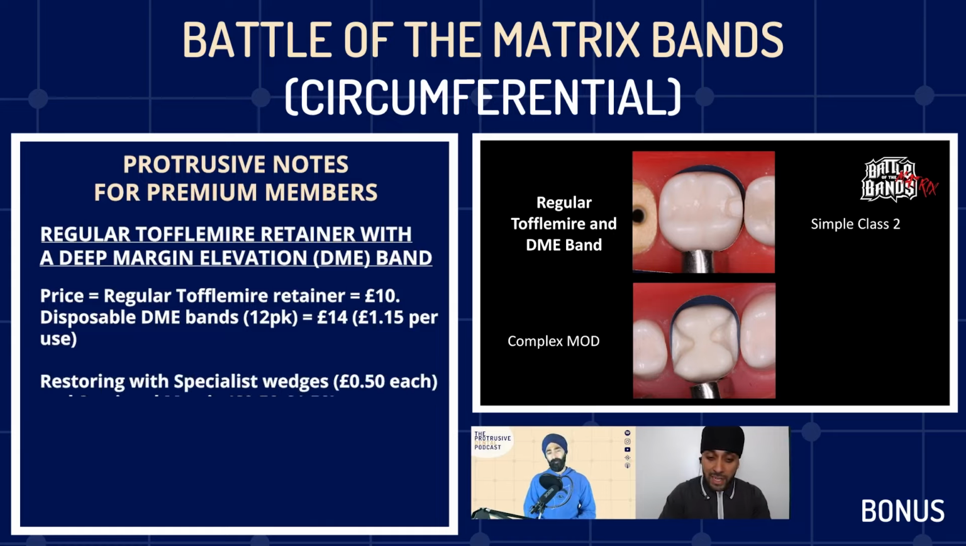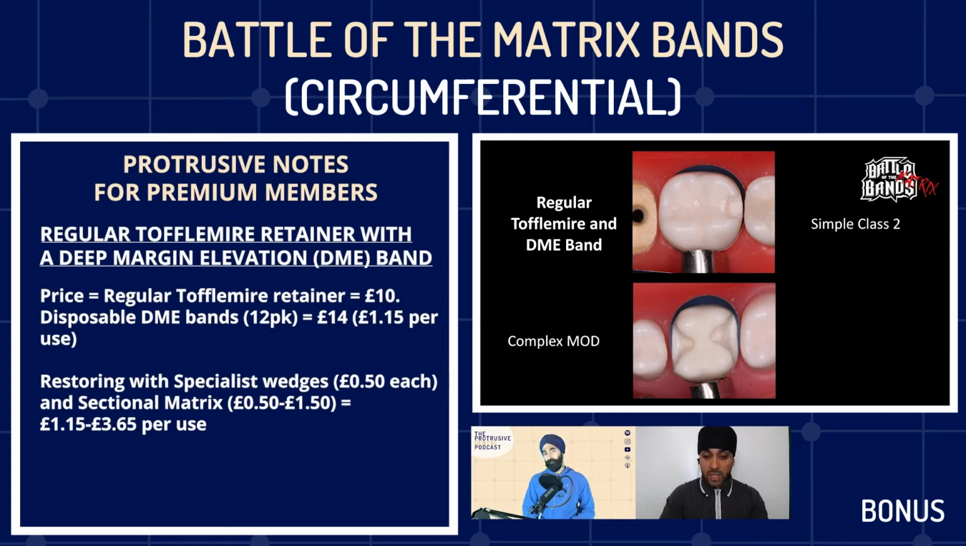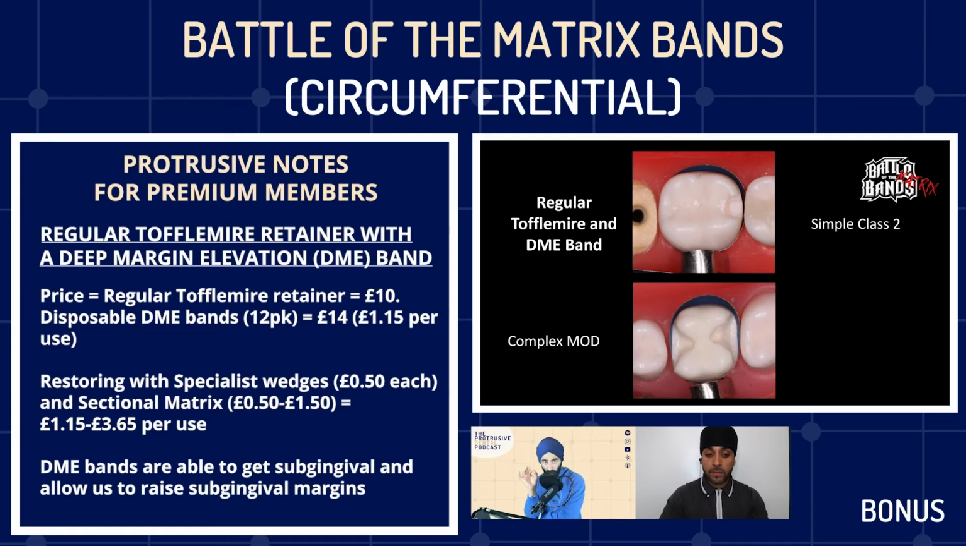But again, if you're doing a direct restoration, you're going to need another matrix like a sectional to continue your build up, as well as one or more wedges. So sectional prices vary. And just to make that clear, Sonny, for anyone listening who hasn't used this band before, it's a DME, you know, deep margin elevation. So the purpose of this one is to get as subgingival as possible to allow you to create a seal there to lift it up. And then you can use your traditional matrices or whatever to then do the rest of the restoration. That's why Sonny's saying that you've got to factor in the fee for a second matrix.